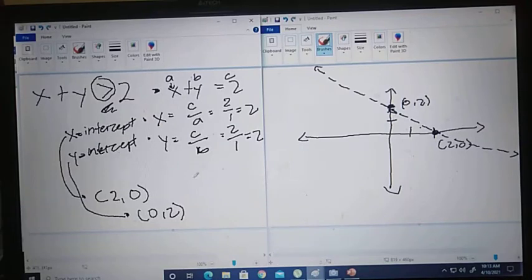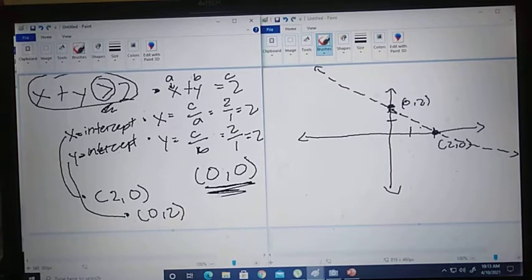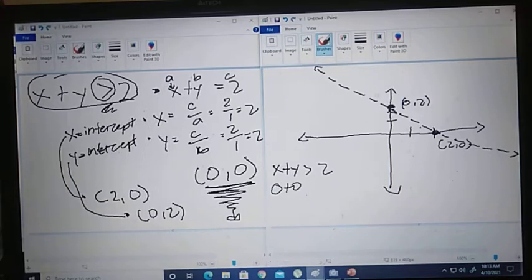Ang gagamitin natin is, parang checking process. Diba ito yung equation natin? Mag-substitute tayo. I-substitute natin yung x and y ng 0, 0. Okay, I am recommending to use this 0, 0 as your checking process. Wala nang iba. Okay, para mas mabilis tayo. Okay, x plus y is greater than 2. Okay, 0 plus 0. Kasi ang x to, y to.